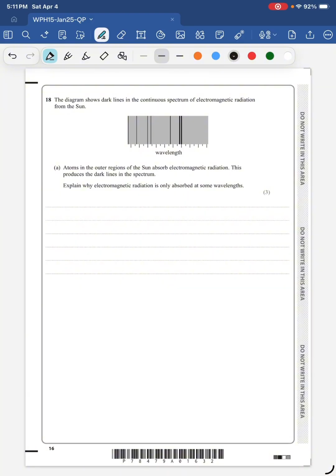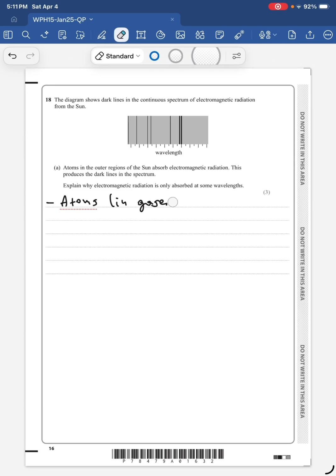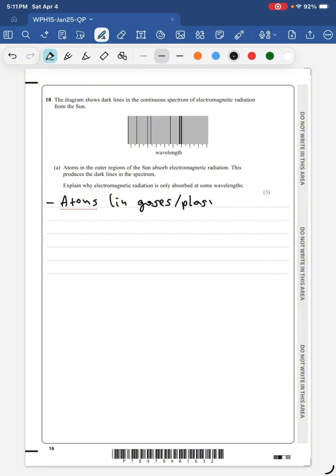Okay, so first of all, in the sun we have gases and plasma. I mean, it's a plasma really, but you can think of a gas as well, kind of a gaseous plasma mixture. Okay, so the first thing we can write here is that atoms in gases or plasmas have discrete energy levels.